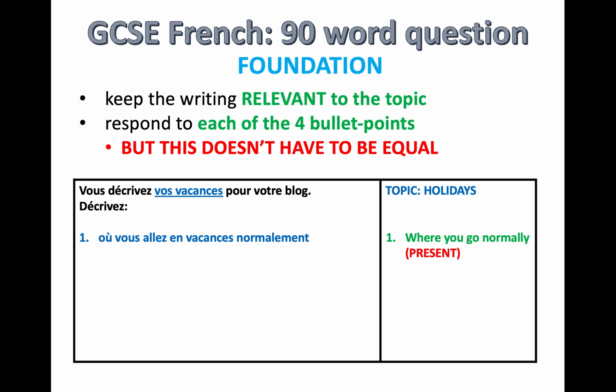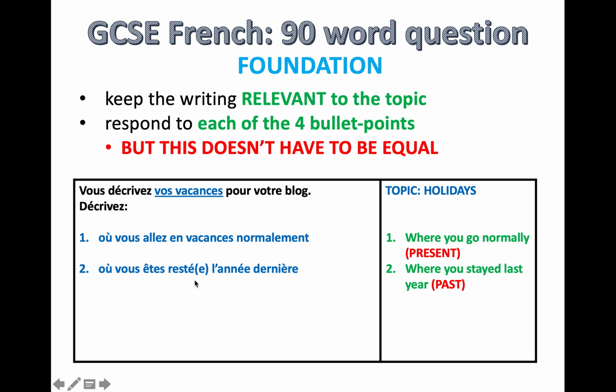So, où vous allez en vacances normalement, where you go normally. Où vous êtes resté l'année dernière, where you stayed last year. You see l'année dernière, you see a past participle with E and an accent, you know you're referring to the past, where you stayed last year.